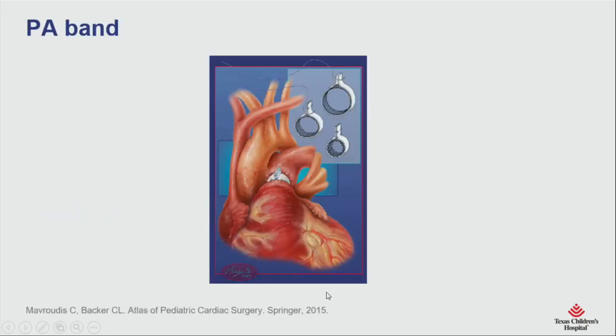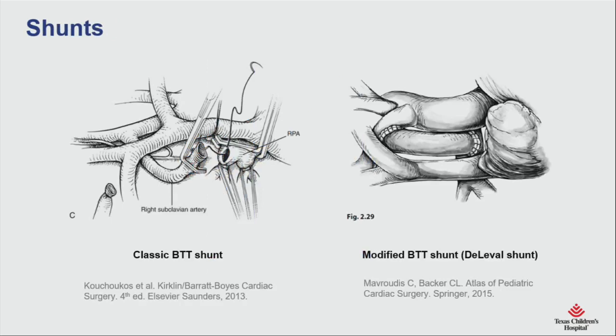So single ventricle palliation, PA bands are used obviously to restrict pulmonary blood flow. I'm not going to go into clear details, but in general, you want to protect your circulation before going into a Glenn. Shunts, there's multiple types of shunts.